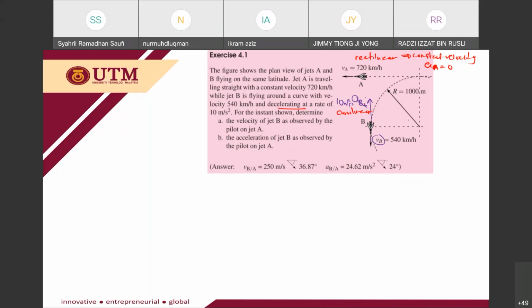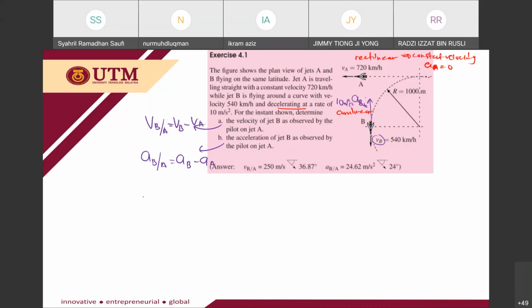For the instance shown, meaning A and B occur at the same time, determine the velocity of jet B as observed by the pilot on jet A. Meaning the velocity of jet B relative to jet A, VB minus VA. And then you need to determine the acceleration of jet B as observed by the pilot on jet A. The same thing: acceleration of B relative to A is equal to acceleration of B minus acceleration of A.